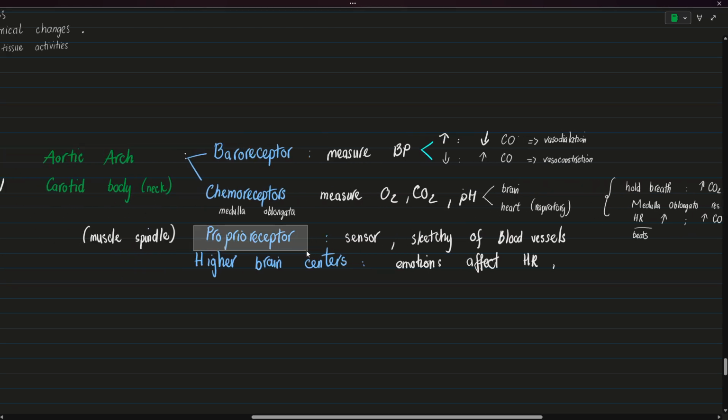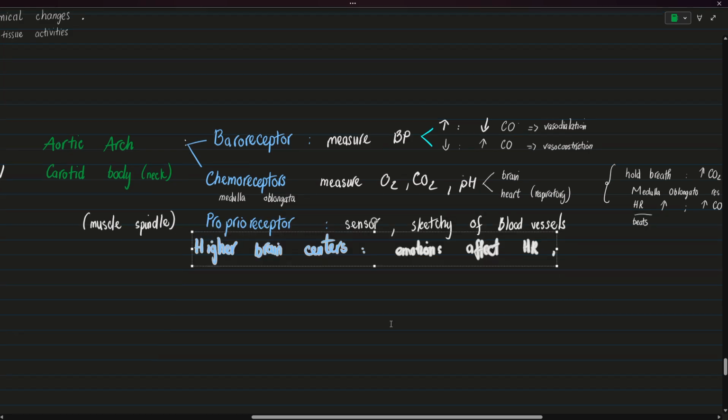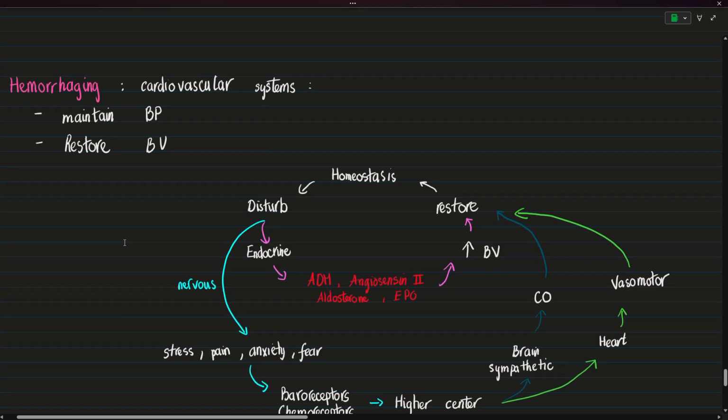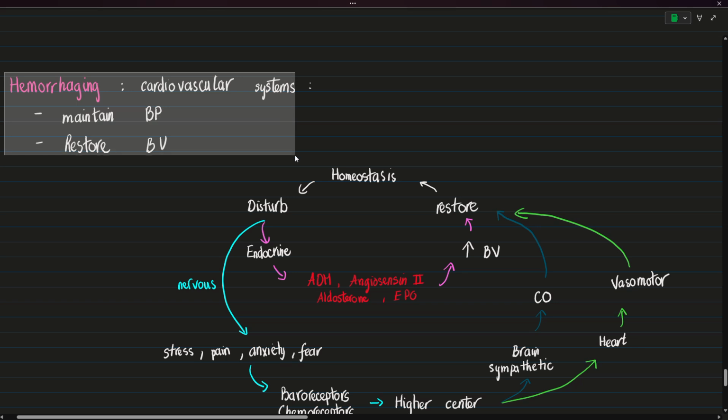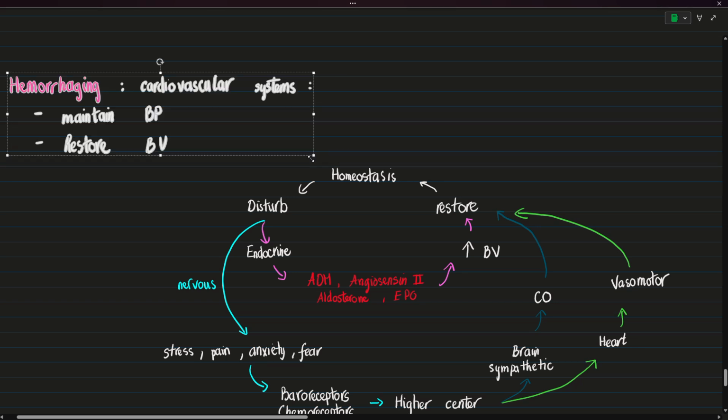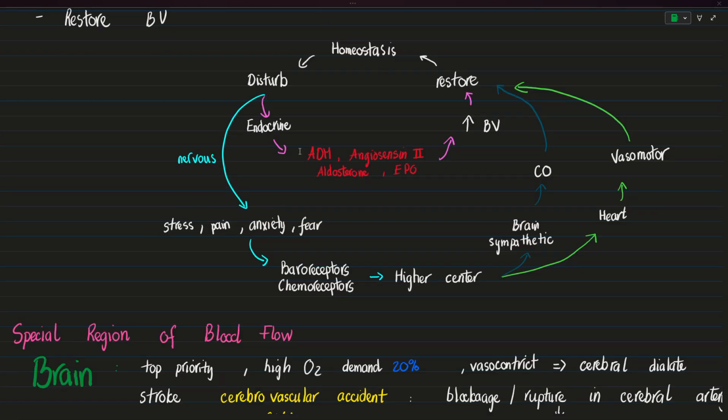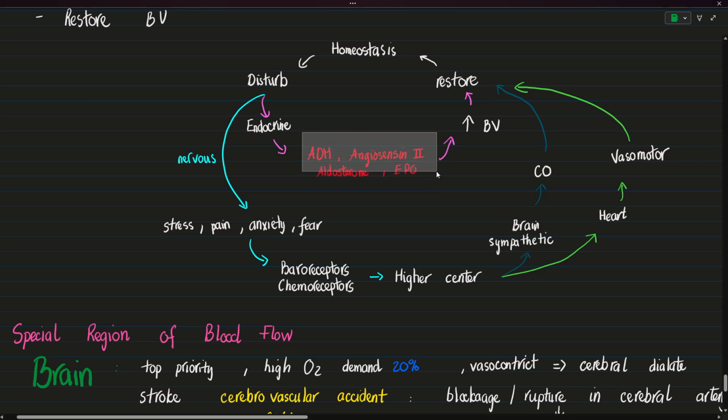And we also have proprioceptors that sense the stretchiness of the blood vessel, and higher brain centers. Emotions can affect your heart rate. So when you're bleeding, hemorrhaging, the cardiovascular system tries to maintain the blood pressure and restore the blood loss. We have two ways again: endocrine, which uses hormones, ADH, angiotensinogen, and also EPO. Those things help you retain water, which increases the blood volume, and homeostasis is restored.